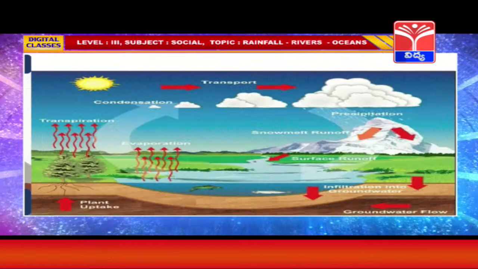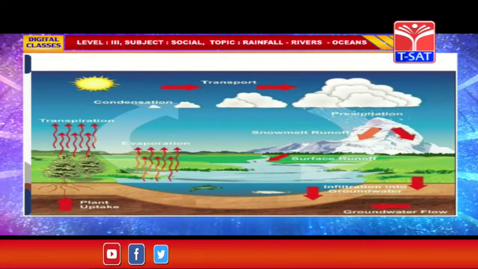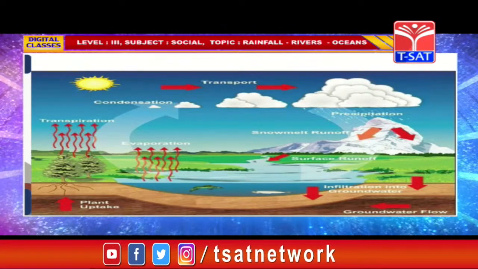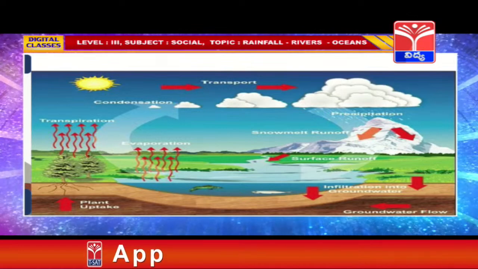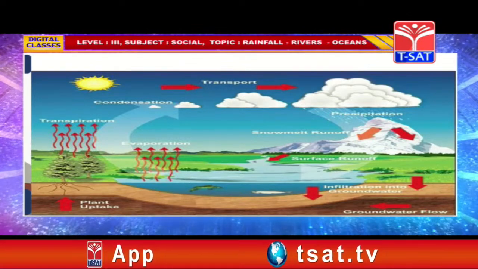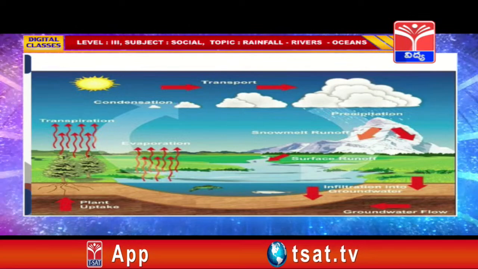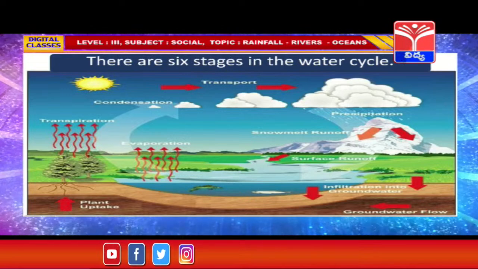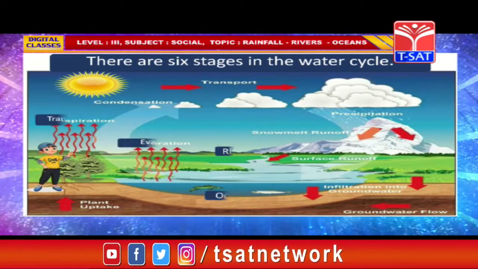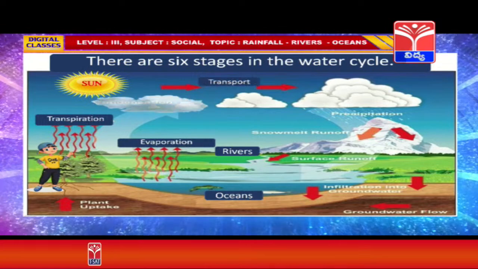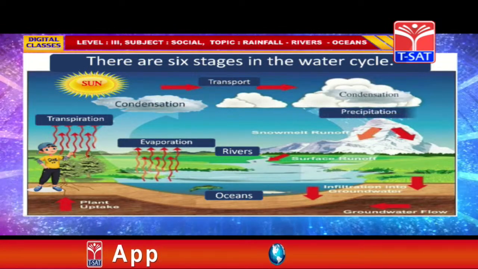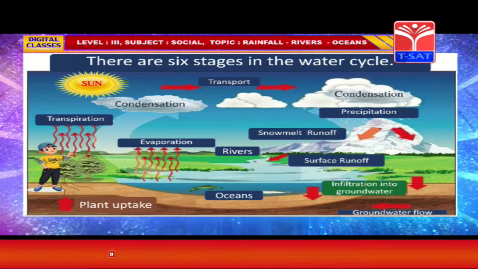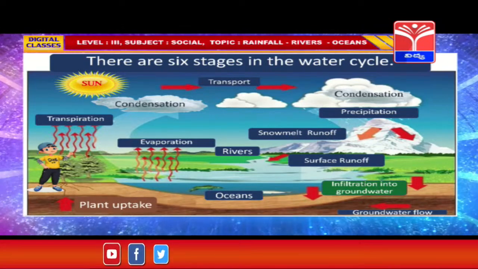Now children, let us learn about the water cycle. The process of water evaporating from the seas, forming clouds in the sky, coming down as rain, flowing down the slopes of land in the form of rivers and finally joining the sea is called the water cycle. There are 6 stages in the water cycle. They are evaporation, transportation, condensation, precipitation, runoff and groundwater. Now let us learn about these stages in detail.